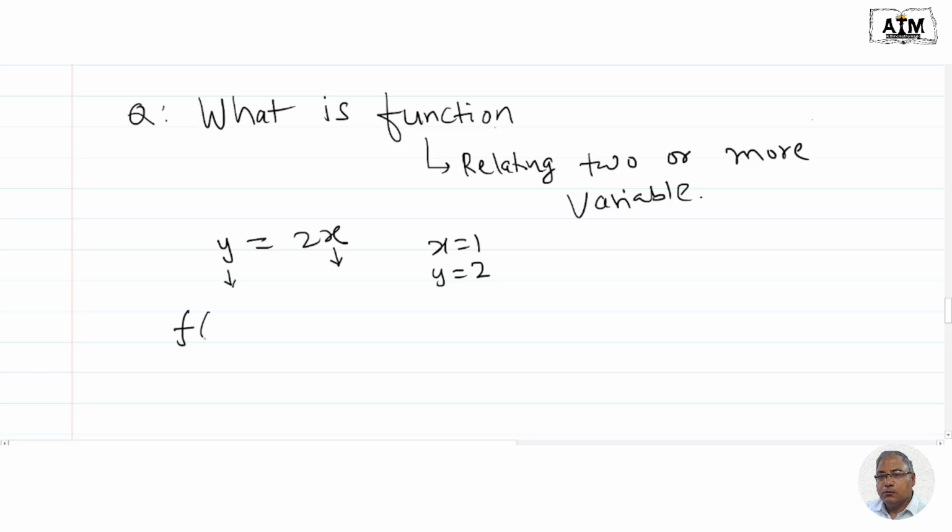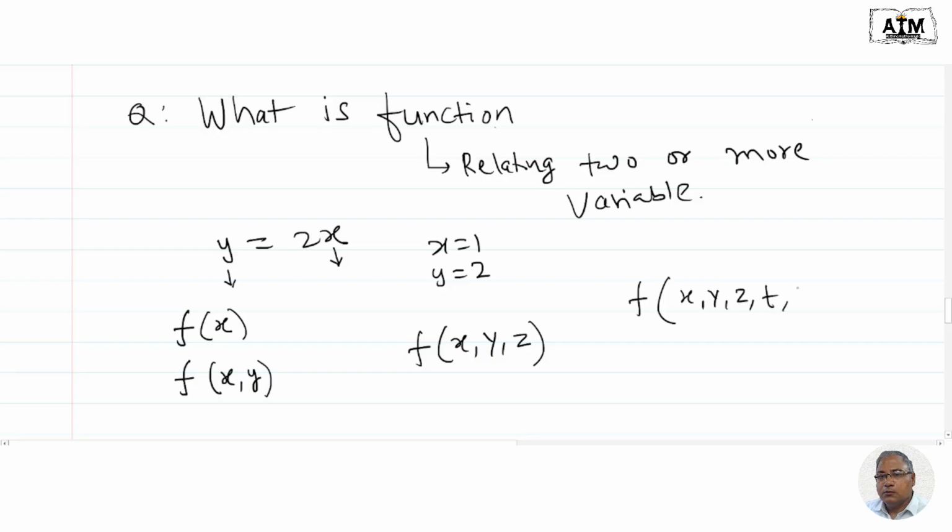And if it is a function of a single variable, we write only one variable in the bracket. If it is a function of two variables, then we write two variables in the bracket. If it is a function of three variables, we write three variables in the bracket. If it is a function of 4, 5, 6, and n number of variables, then we write so many variables in the bracket. So a function is relating two or more variables.